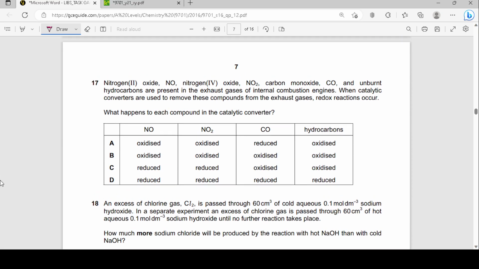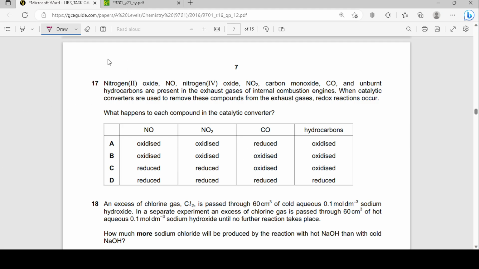Okay, next question. Nitrogen(II) oxide NO, nitrogen(IV) oxide NO2, carbon monoxide CO, and unburned hydrocarbons are present in the exhaust gases of internal combustion engines. When catalytic converters are used to remove these compounds from exhaust gases, redox reactions occur. What happens to each compound in a catalytic converter? The main equation that you associate with the catalytic converter is 2CO plus 2NO gives N2 plus 2CO2, right? So that's the main equation. Is that balanced?